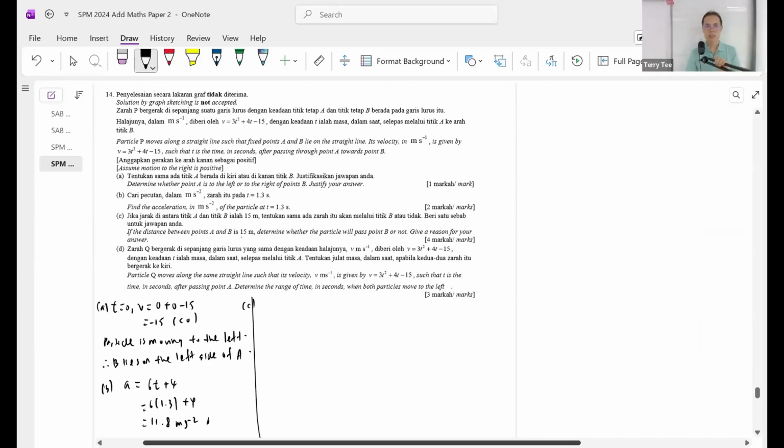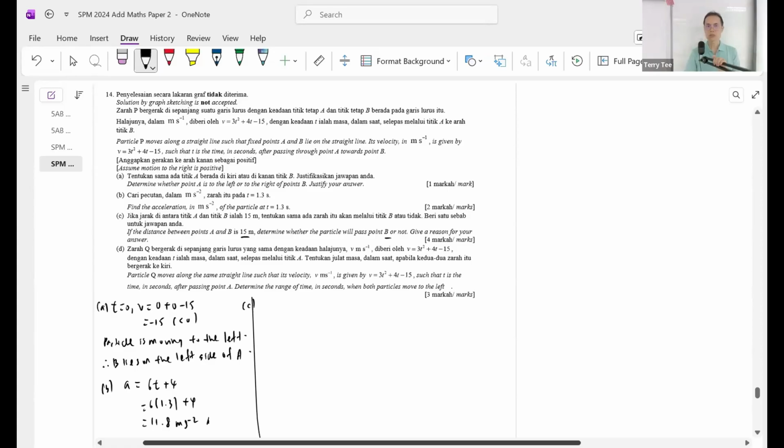Okay, part C. If the distance between A and B is 15, determine whether the particle will pass through point B or not. Give a reason. Okay, there are two ways to do it. Number one, you can let distance AB be 15, and then you solve it, see whether you get a solution.